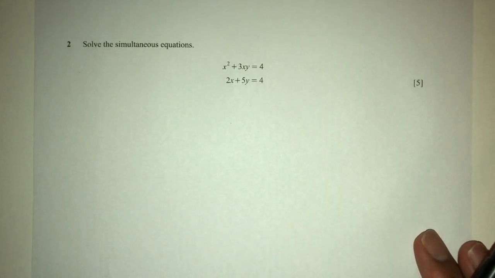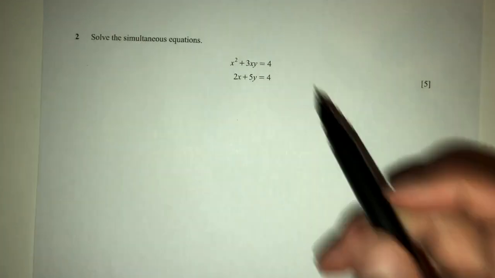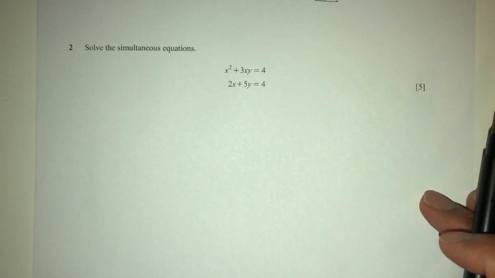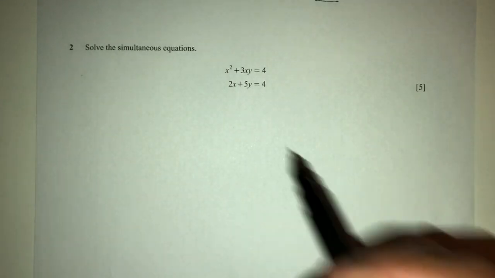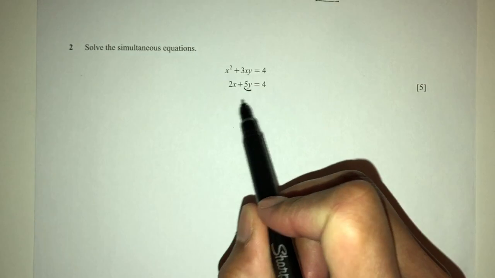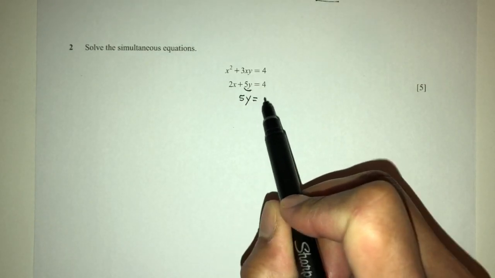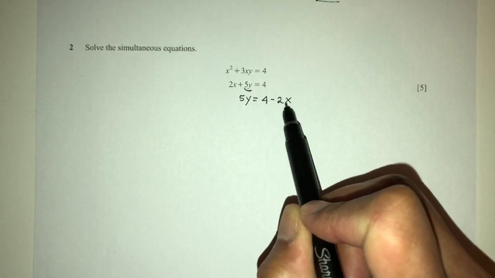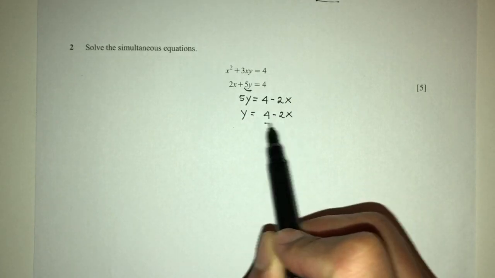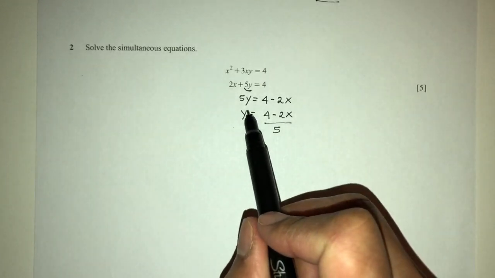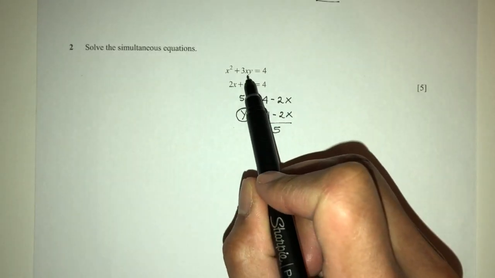Now, question number 2, we have to solve the simultaneous equation, meaning we have to find the values of x and y for those two. Now, you can choose whichever is convenient for you. Let me make this become subject. So I have 5y is 4 minus 2x, y will be 4 minus 2x divided by 5. Now you see y here, replace in this one.